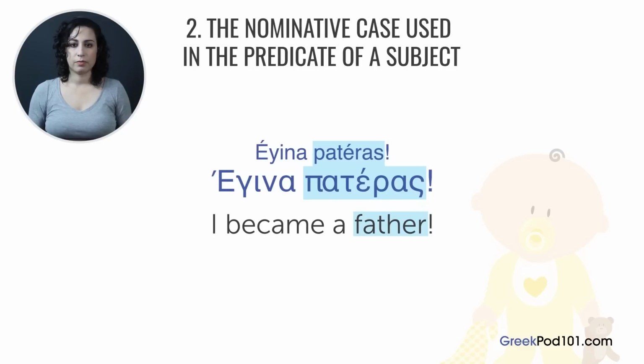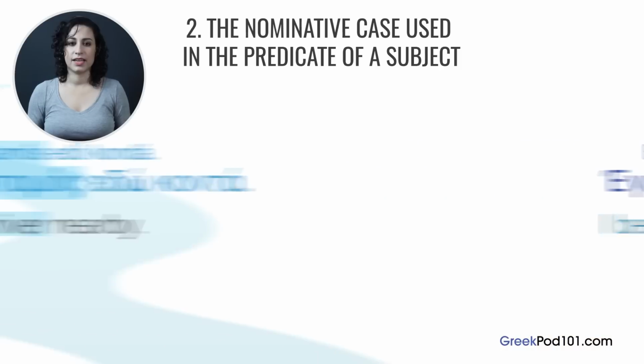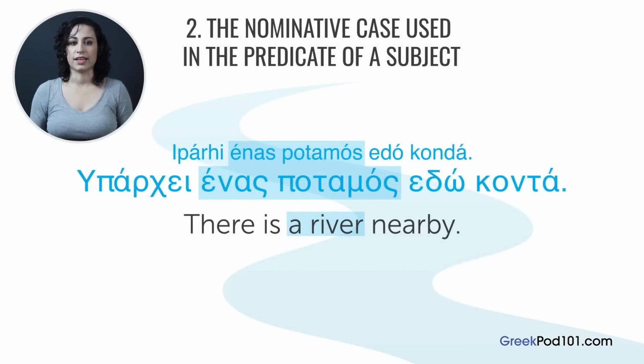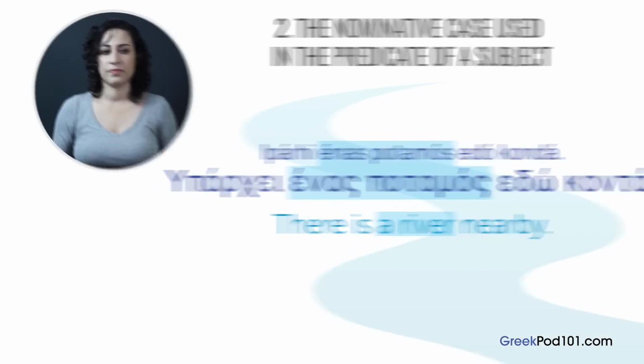Here are some other sample sentences with copular verbs and predicates. Έγινα πατέρας. I became a father. Υπάρχει ένας ποταμός εδώ κοντά. There is a river nearby.